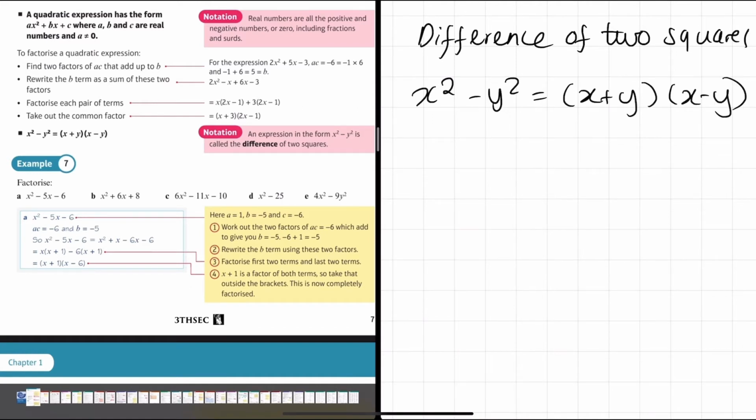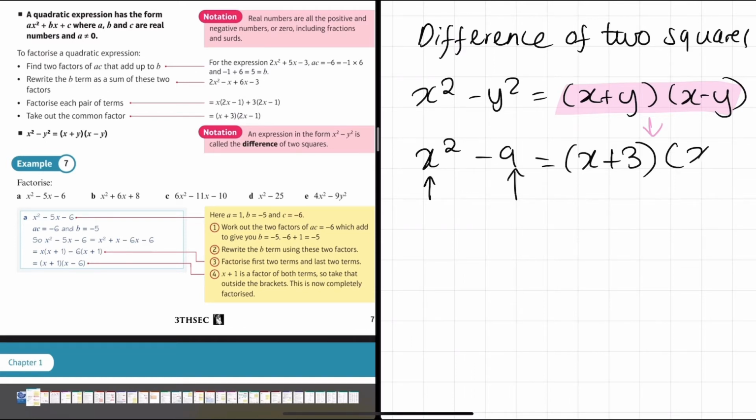For example, if we had x squared minus 9, we can see that this is a squared number, and this is also a squared number, we know that. So it would follow the same format of x plus y, x minus y. Meaning, we have to find the square root of each of the values. So the square root of x squared is x, and the square root of 9 is 3. So the first bracket would be x plus 3, and the second bracket would be x minus 3.